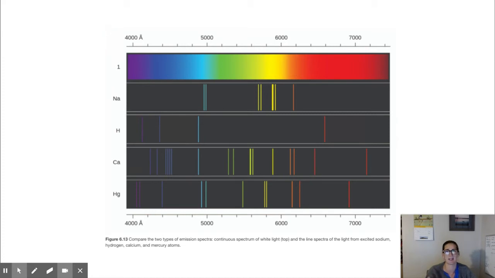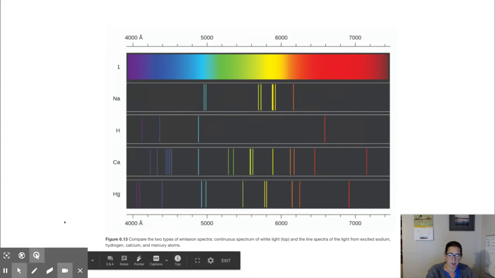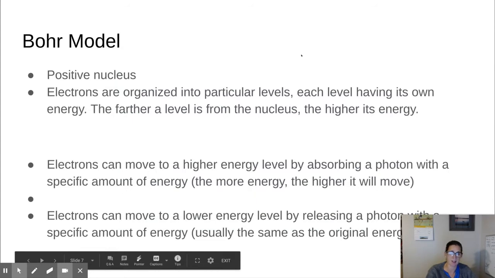So different elements give off different emission spectra. It's unique to that element. And we still currently use this technique to identify what element is what, because we have this bank of all these different spectra, and so we know which one is giving off which set of colors. So what we're going to get into is, well, why do they give off light? So here we go. This starts with the Bohr model.